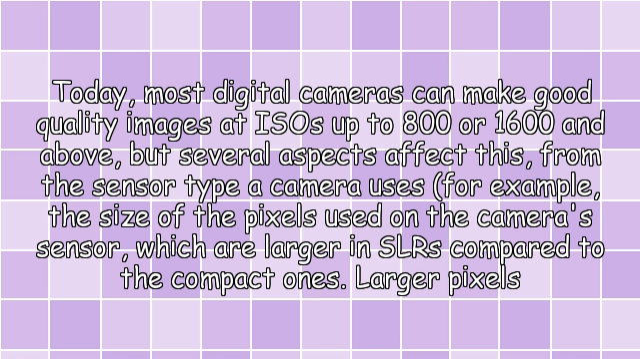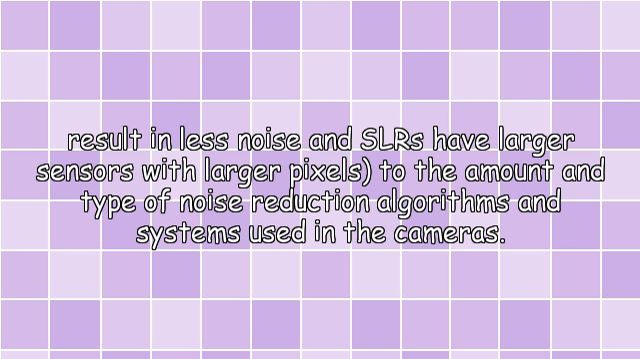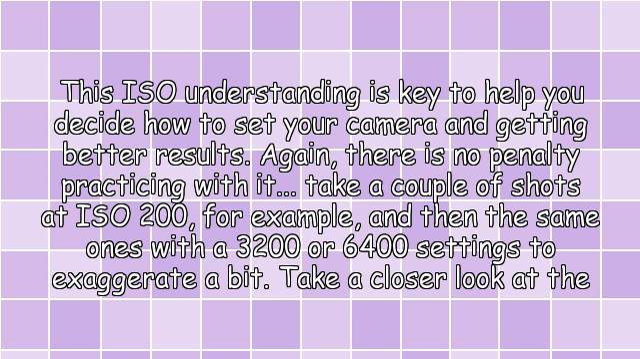Today most digital cameras can make good quality images at ISOs up to 800 or 1600 and above, but several aspects affect this, from the sensor type a camera uses, for example, the size of the pixels used on the camera's sensor, which are larger in SLRs compared to the compact ones. Larger pixels result in less noise, and SLRs have larger sensors with larger pixels, to the amount and type of noise reduction algorithms and systems used in the cameras. This ISO understanding is key to help you decide how to set your camera and getting better results.